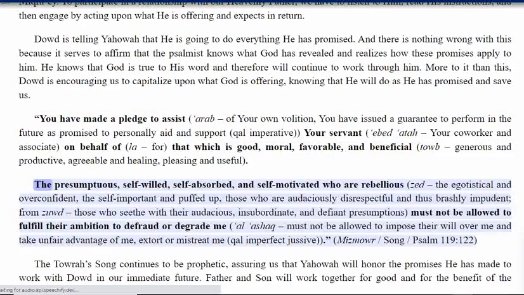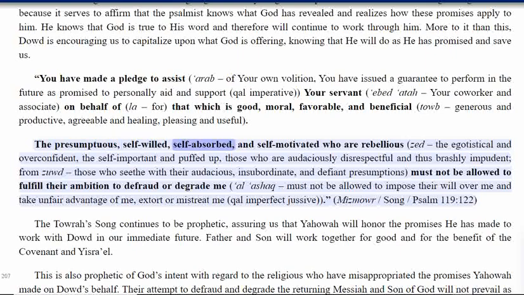The presumptuous, self-willed, self-absorbed, and self-motivated who are rebellious, Z, the egotistical and overconfident, the self-important and puffed up, those who are audaciously disrespectful and thus brashly impudent, from Zuv, those who seethe with their audacious, insubordinate, and defiant presumptions, must not be allowed to fulfill their ambition to defraud or degrade me, Al-Ashak, must not be allowed to impose their will over me and take unfair advantage of me, extort or mistreat me.